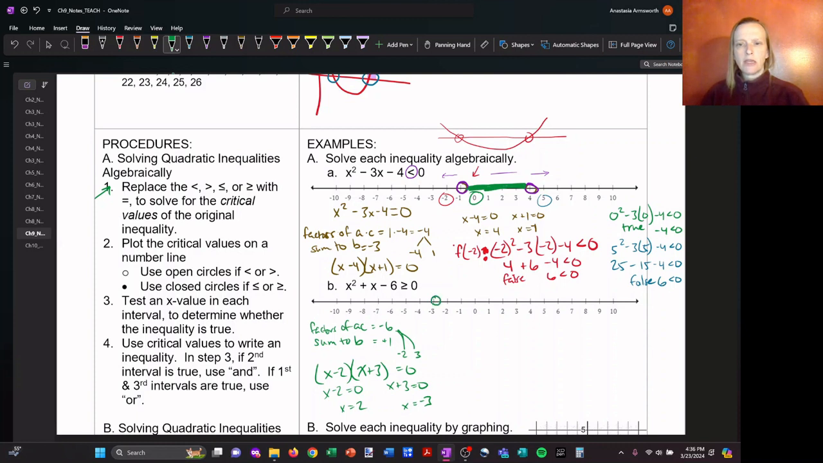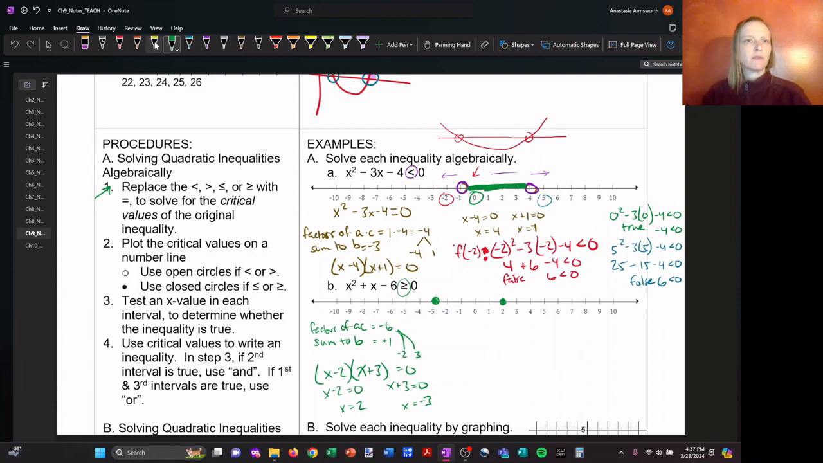So -3 here and +2 here. Notice this time I colored in the circles, and that's because my inequality symbol has an equal sign included in it. And so it's okay if the region that I'm shading in is equal to 0. The 0 is included in the solution. Next step, I don't know if I'm shading the region between these values or if I'm shading the extreme regions here.